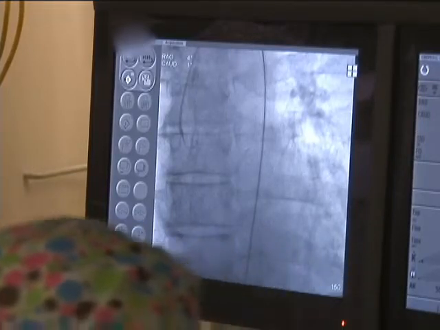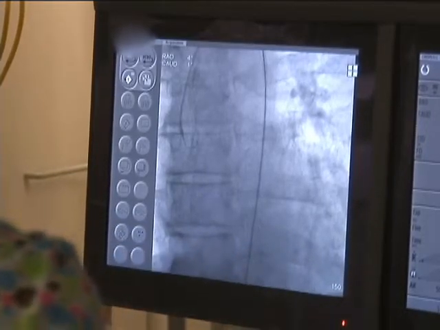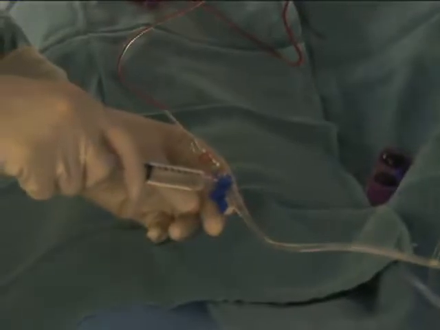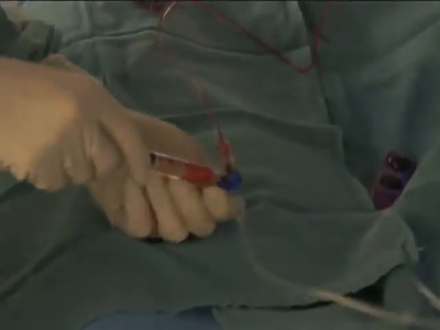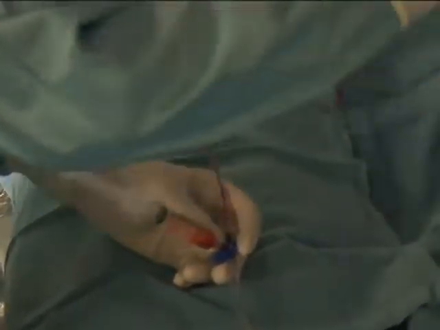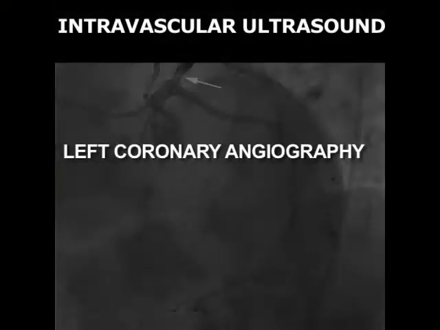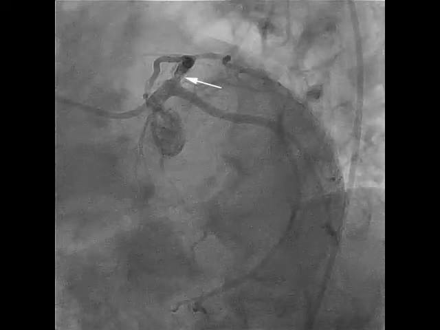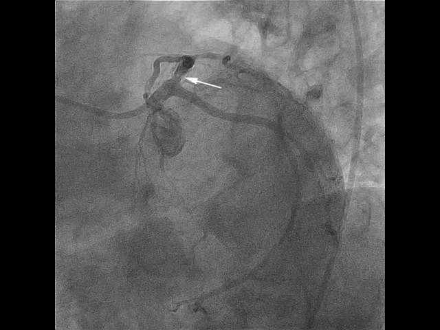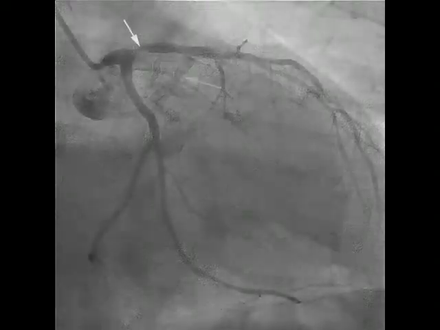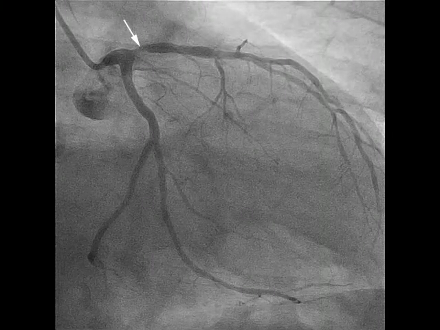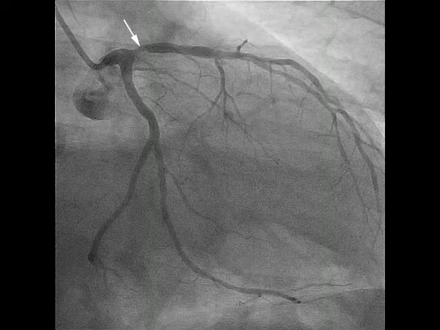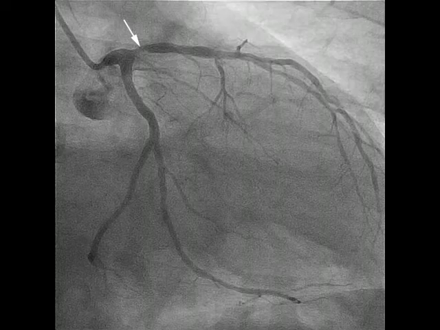At this time, the patient is administered systemic heparin IV to achieve an activated clotting time greater than 250 seconds, which will be maintained throughout the IVUS procedure. At this point in the procedure, coronary angiography begins, the details of which are highlighted in another video tutorial. In this example, an intermediate stenosis in the ostial left anterior descending artery will be further evaluated by IVUS.